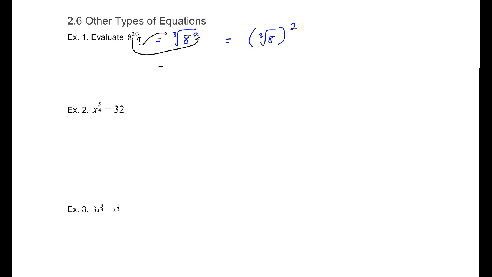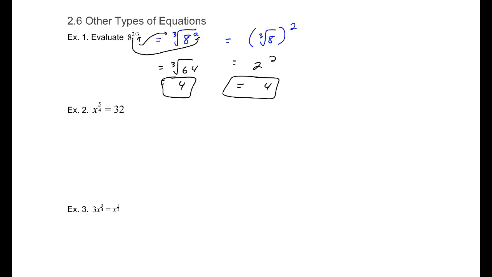Now, whichever one of these is easiest will work best. So for this, I could say the cube root of 64, which I happen to know is 4. Or I do know that the cube root of 8 is 2, so this is 2 squared, or 4. So in either case, we get an answer of 4.